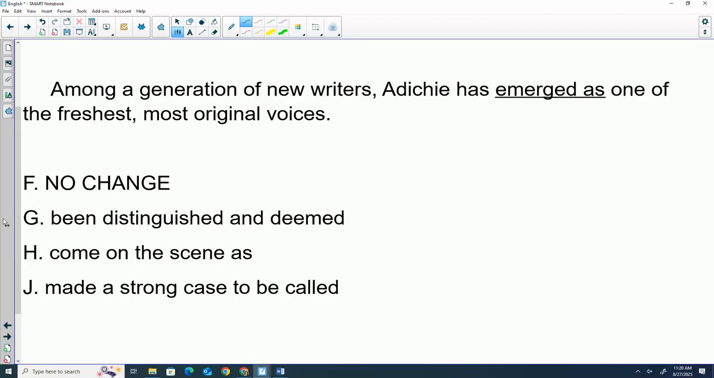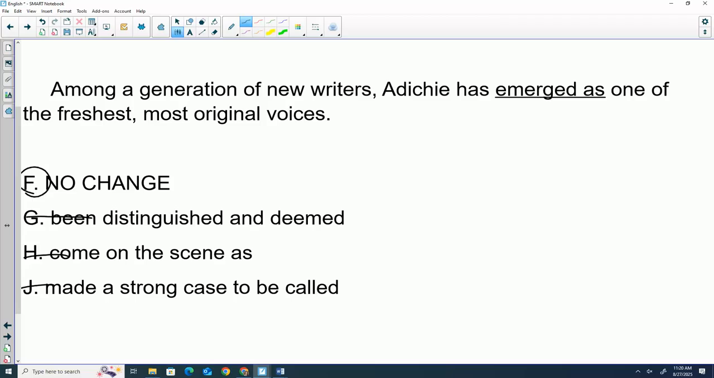If we said Adichie has been distinguished and deemed as one of the freshest, most original voices, makes sense, but remember, they want the most concise option. Is that more concise? Does it get some point across that we're missing otherwise? No. Come on the scene as, is that better than saying emerged? No. Made a strong case to be called, is that more clear? No. So this one is no change. While those other phrases might say the same thing, there is no reason to change what's there. It's already correct.